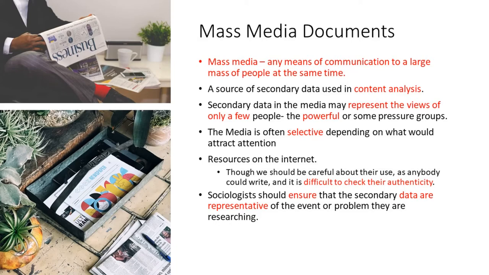The media is often also criticized for being selective, depending on what would attract attention. Furthermore, resources on the internet should be used very carefully, because anybody can write anything and it is difficult to check their authenticity. Therefore, sociologists should ensure that secondary data are representative of the event or problem that they are researching, and they should be careful about the use of secondary data from the mass media.